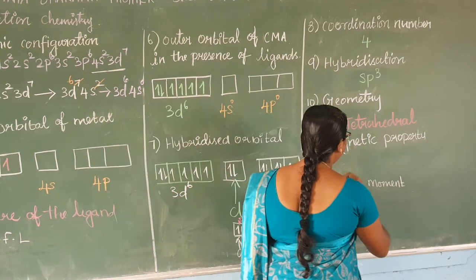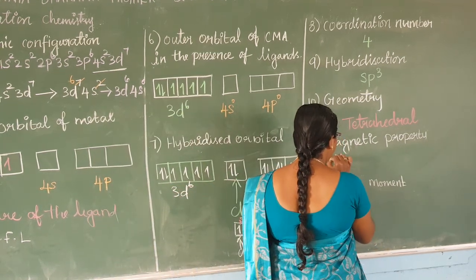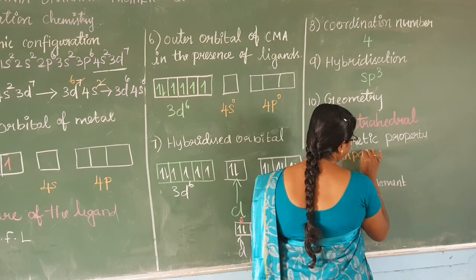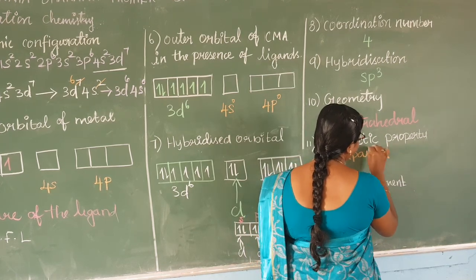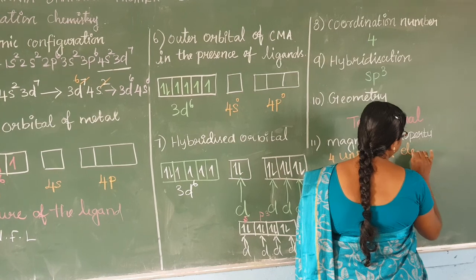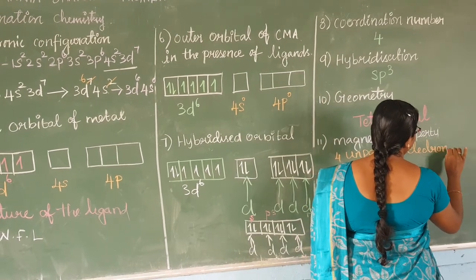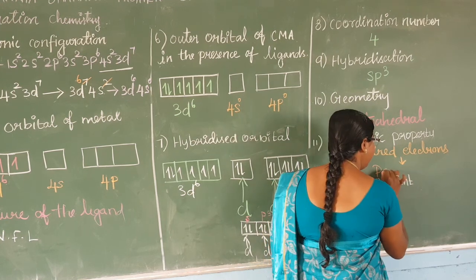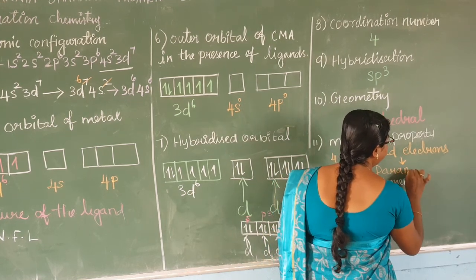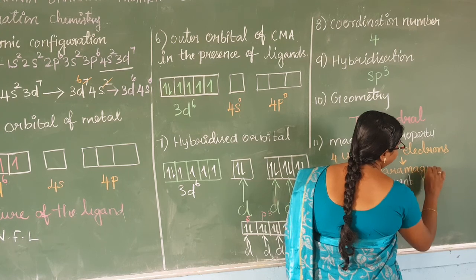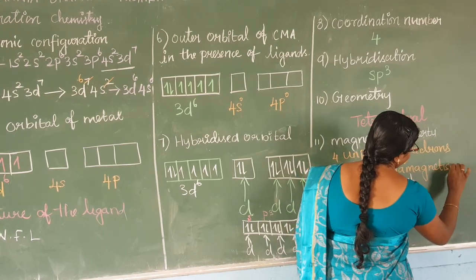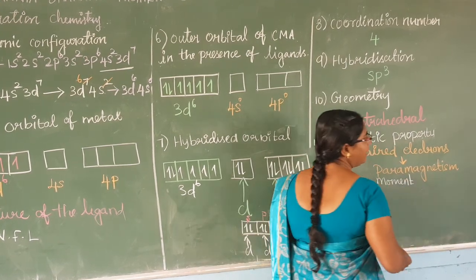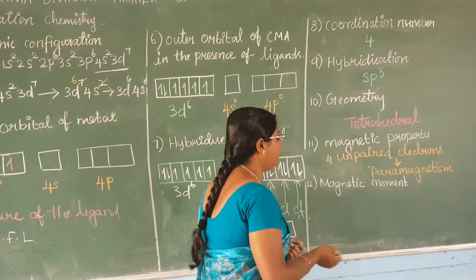How many unpaired electrons are there? 4 unpaired electrons. So this complex exhibits paramagnetism, or this complex is paramagnetic in nature.